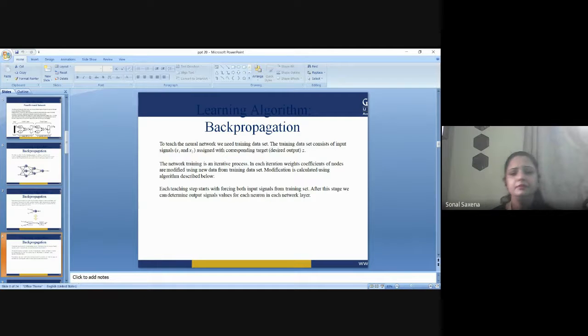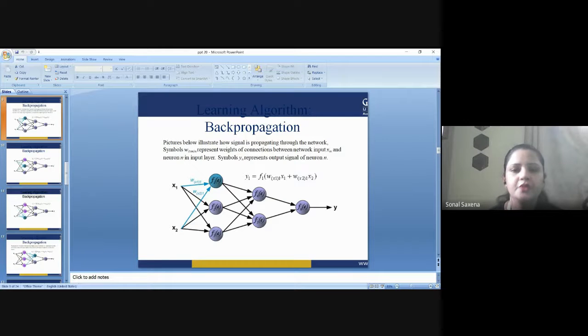See, now, each teaching step starts with forcing both input signals from the training set. And after this stage, we can determine output signal values for each neuron in each network layer. You see? Now, the pictures below illustrate how the signal is propagating through the network. Symbols like Wx_m,n represent the weight of connections between network input x_m and neuron n in the input layer. Now symbols y_n represent output signals of neuron n, where y1 is equal to f1(wx1·x1 + wx2·x2). Here you can see all these things.